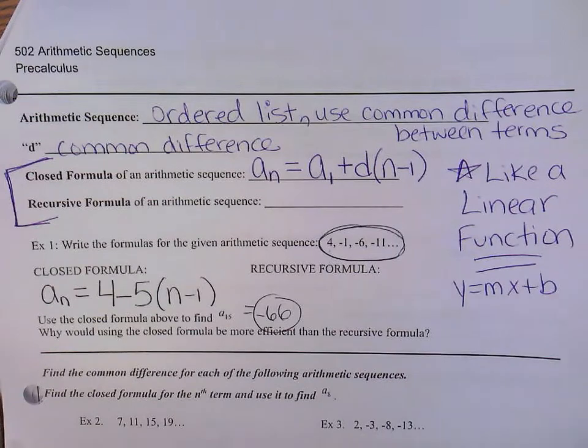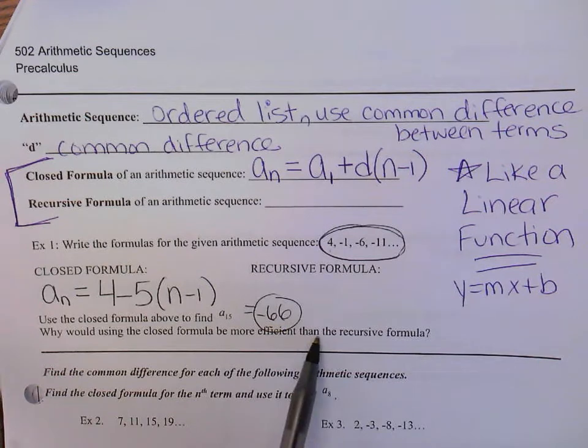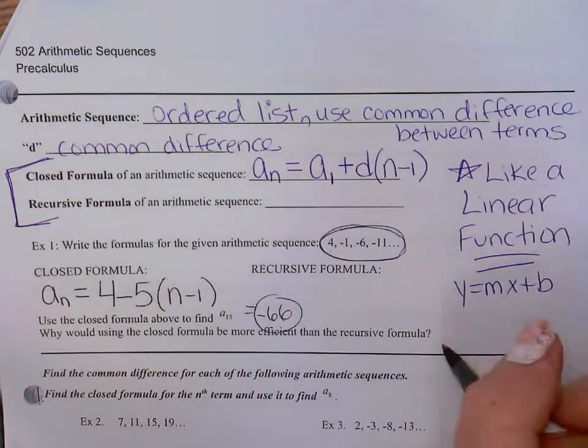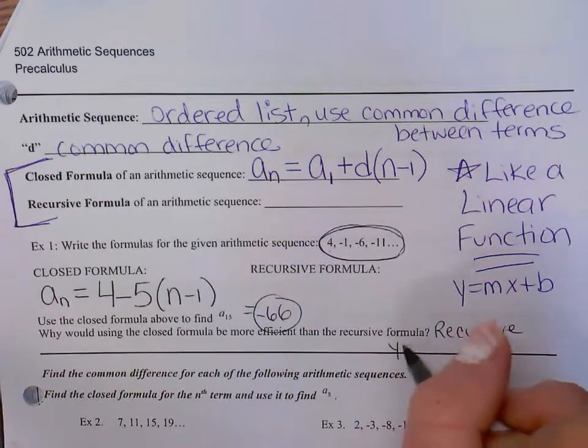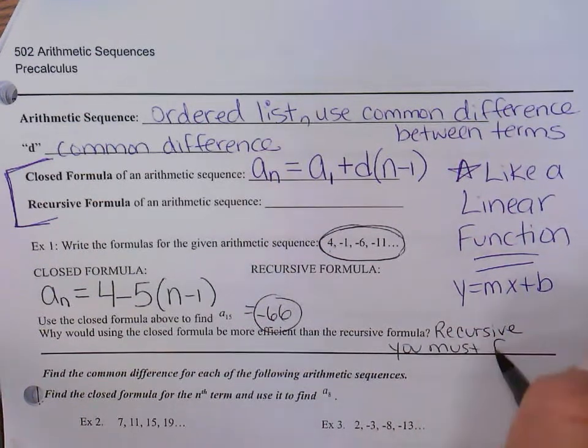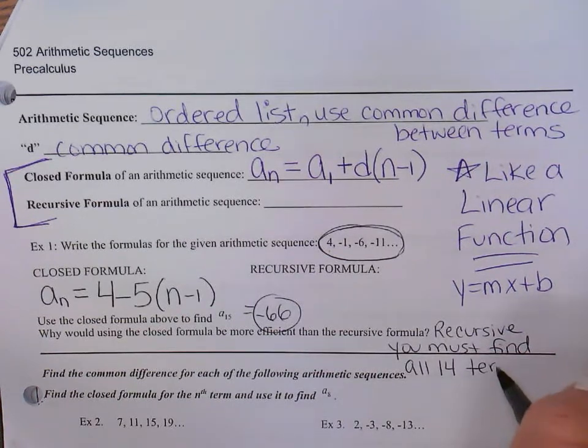So you're using your closed formula just like a function. Plug in any x value that you want. I can only plug in positive integer n values. And it just says, why would using the closed formula be more efficient than the recursive formula? Because recursive, you must find all 14 terms before it.